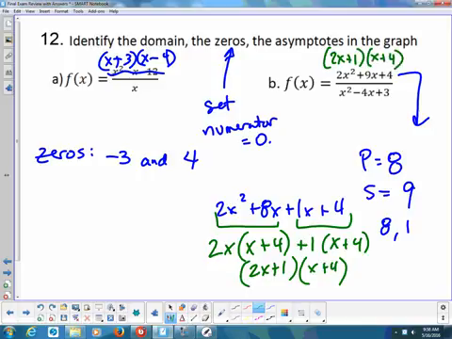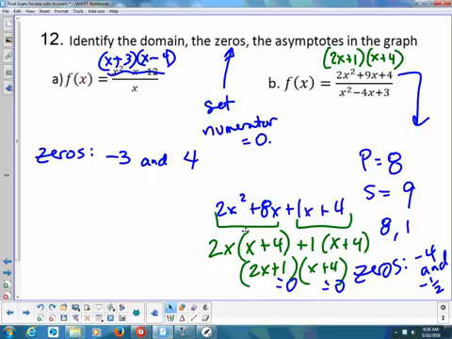So that means that my zeros for this problem are going to be what? So it's going to be negative 4 and negative 1/2, if we set each of these equal to 0. All right. Now, what about asymptotes?